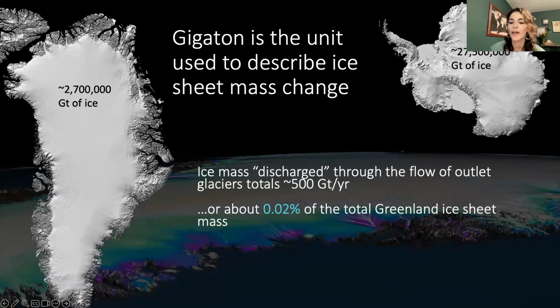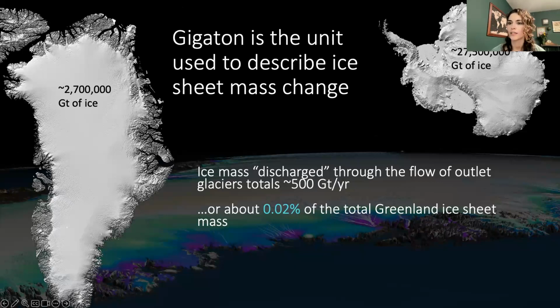And before I get too ahead of myself, talking about gigatons, I should introduce what that unit is. As glaciologists, we use gigatons to describe ice sheet-wide mass change. And a gigaton is a mass unit equivalent to 1 billion metric tons.